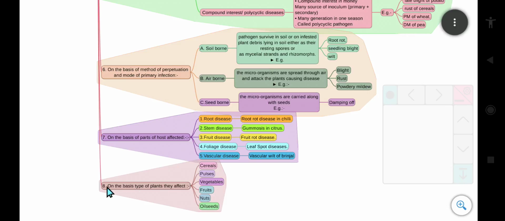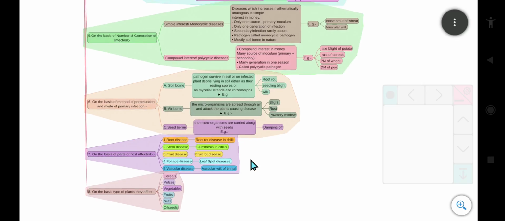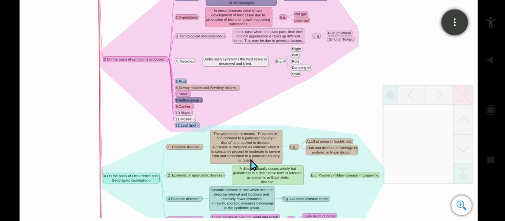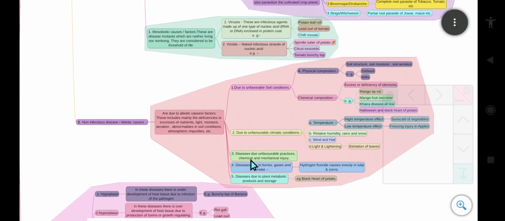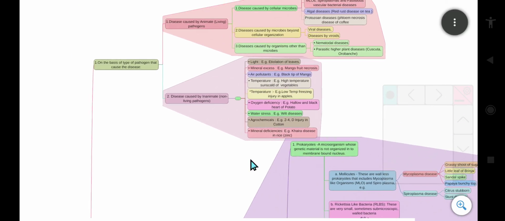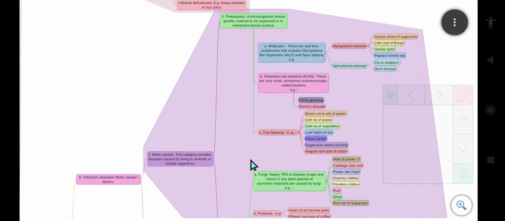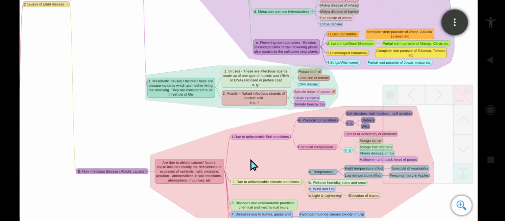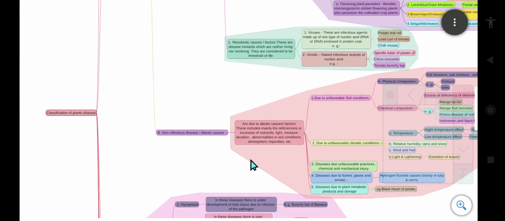The eighth is the classification of plant diseases on the basis of types of plants and their effect. It takes place in cereals, pulses, vegetables, fruits, nuts, and oilseeds. So this is the classification of plant disease. See here, the classification of plant disease. We'll see all the parts. This one, classification of plant diseases.